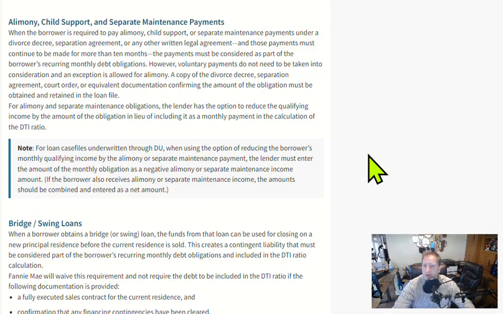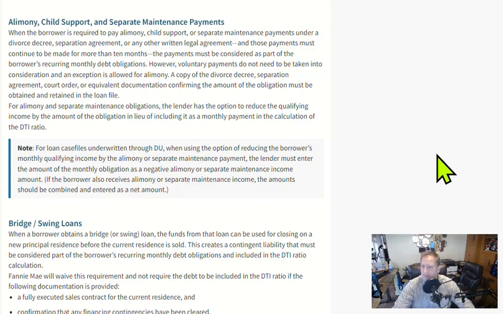recurring monthly debt obligations. However, voluntary payments do not need to be taken into consideration, and an exception is allowed for alimony. A copy of the divorce decree, separation agreement, court order, or equivalent documentation confirming the amount of the obligation must be obtained and retained in the loan file. Remember, more than 10 months, so with 8 months left on this payment, there is some grounds for not counting it.